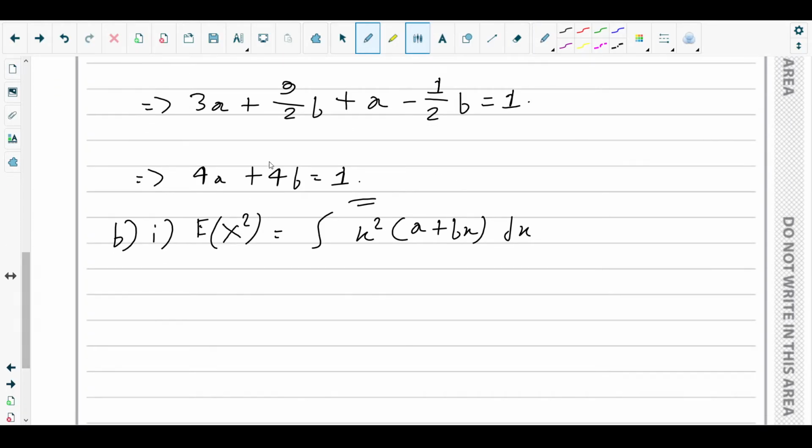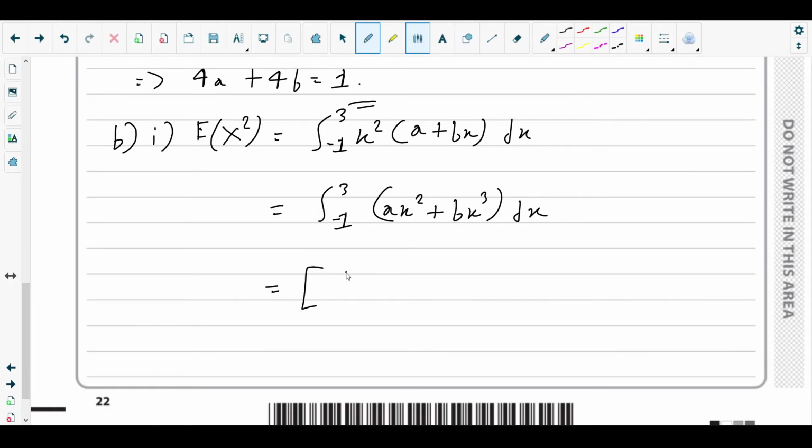Expectation of x squared should be within a fixed interval, from -1 to 3. So let's integrate. The integral from -1 to 3 of a x squared plus b x cubed dx. If you integrate, within the fixed interval you will get one third of a x cubed plus one over 4 b x to the power 4, with upper limit 3 and lower limit -1. Now let's put in the limits.